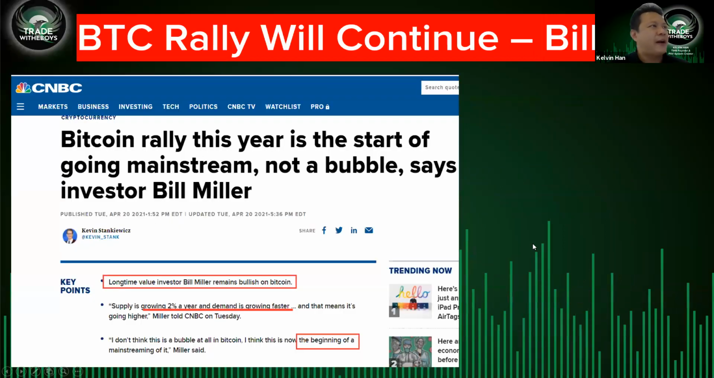Okay, so this guy is called Bill Miller. He is a long-term value investor. He says that the Bitcoin rally this year is the start of it going mainstream. And do understand, this is a very latest CNBC article, which means it was sent out yesterday, so it's after Sunday's so-called selling point. He's saying this is going to go mainstream and it's not a bubble.